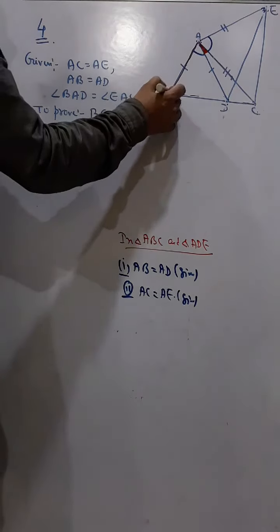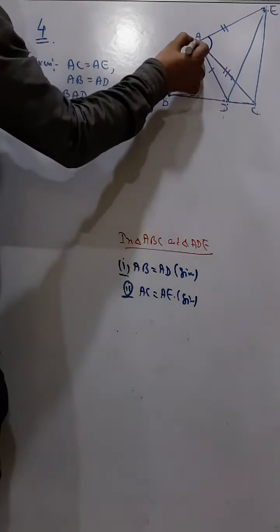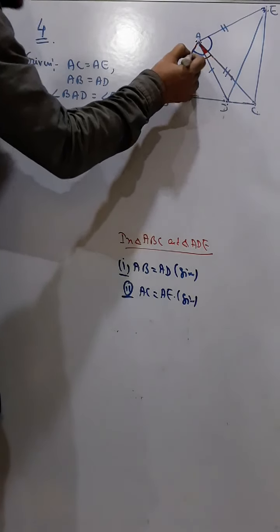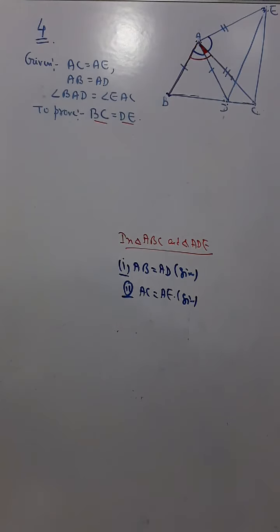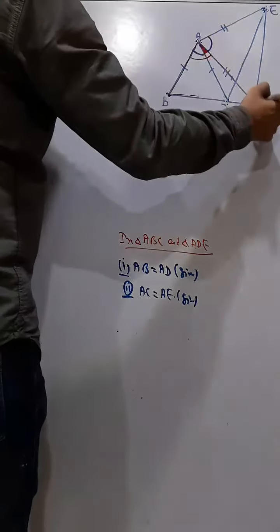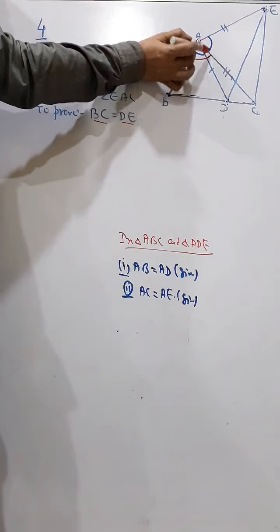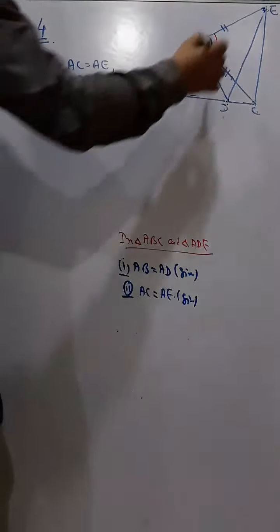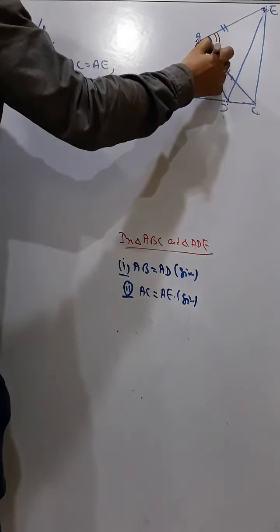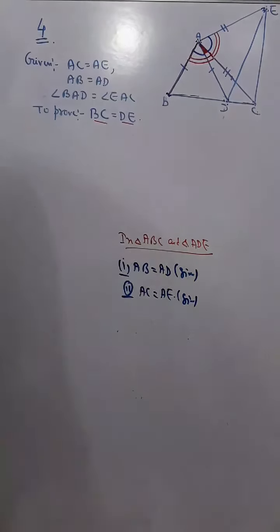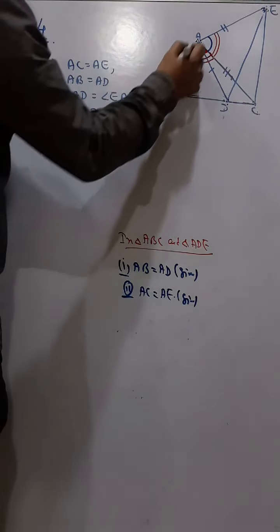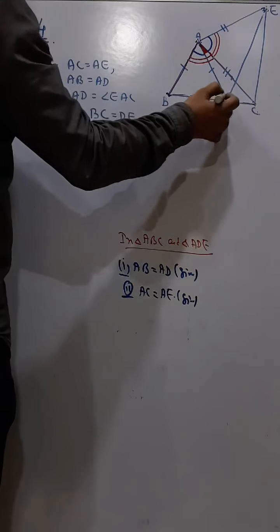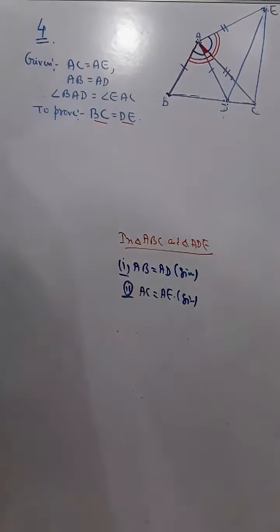And if I add DAC with BAD, then I get this angle. And again with angle EAC, if I add this, then I get this angle. So finally I can say that this angle is equal to this angle. So that means angle BAC will be equal to angle DAE. So that is what we have to do here, and therefore I have left blank here to explain you.